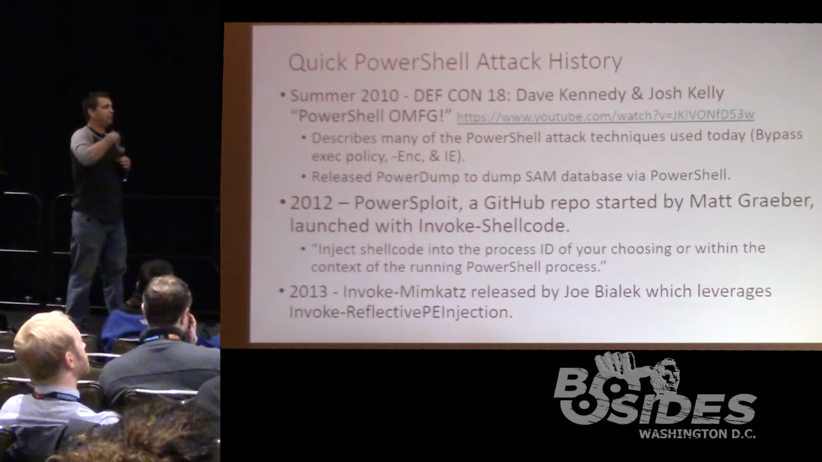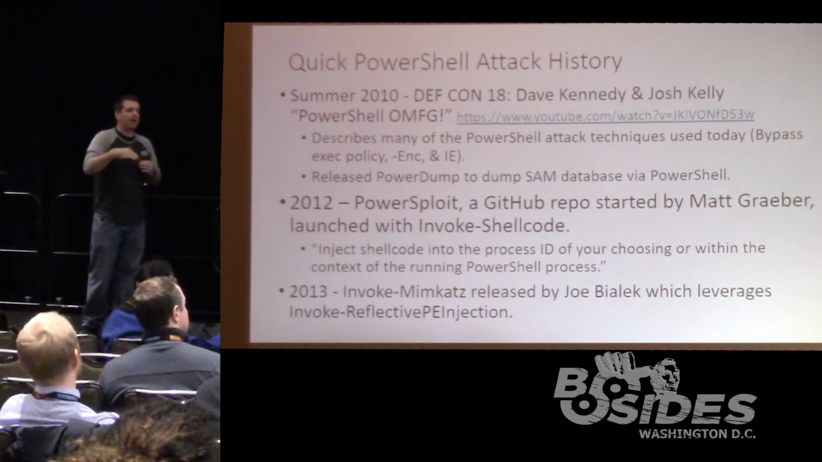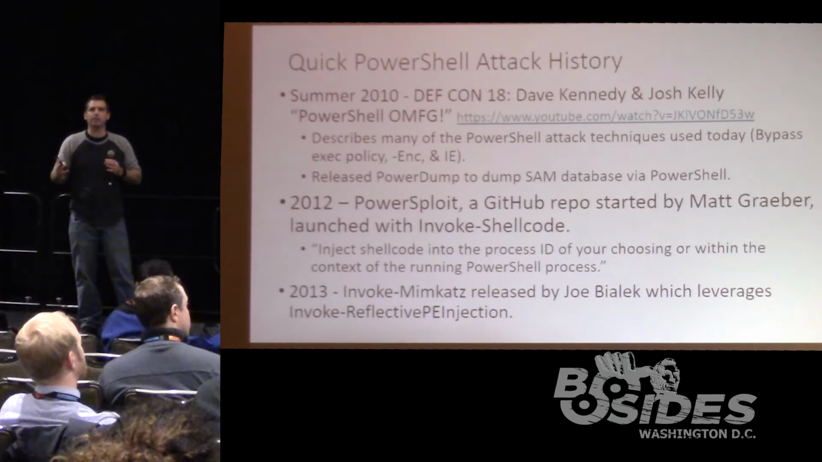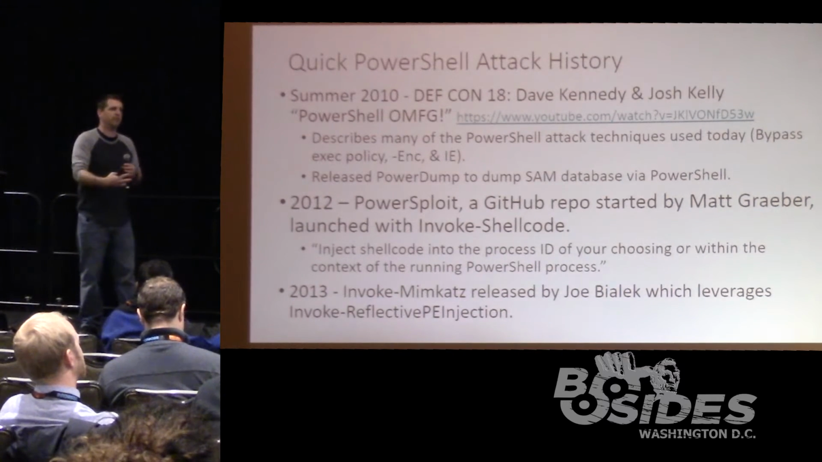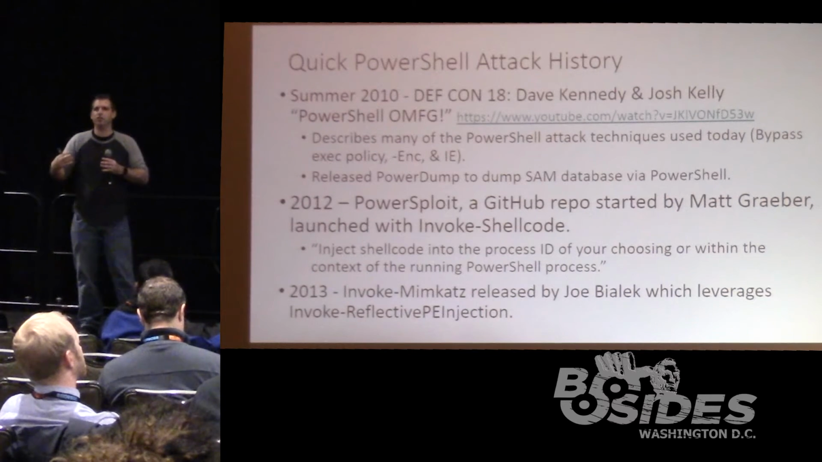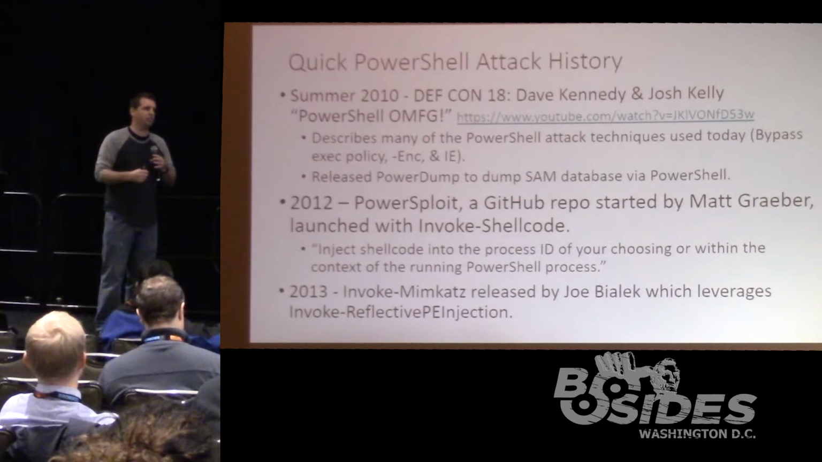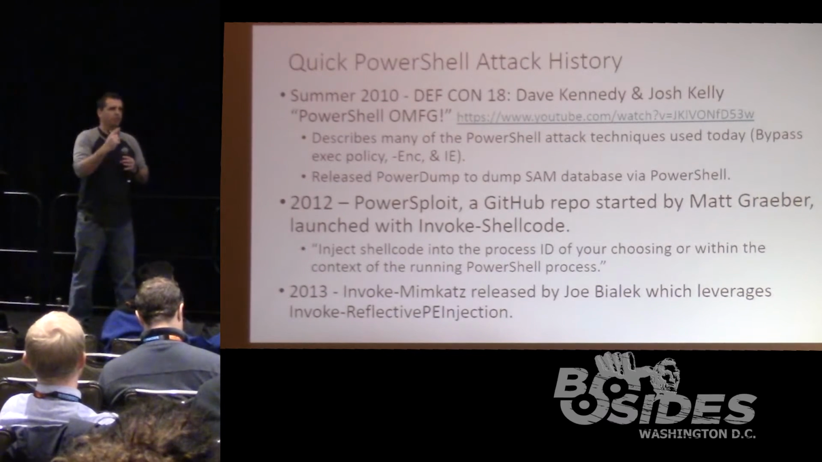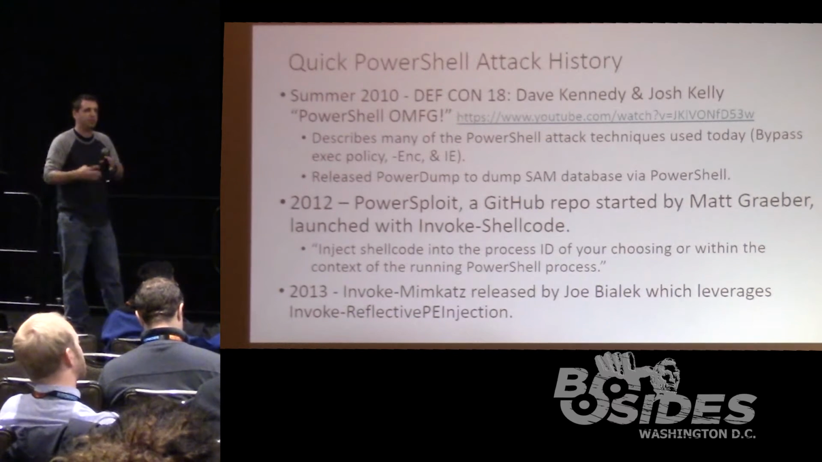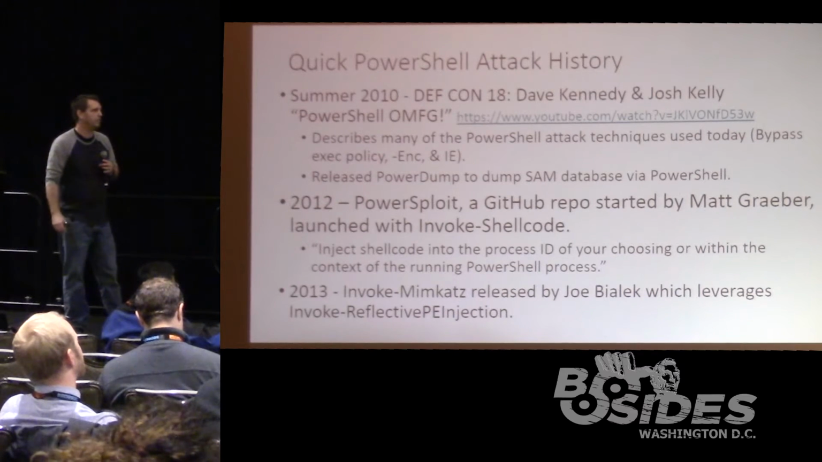And in 2012, just a couple of years later, Matt Graeber released PowerSploit, a GitHub repo with a number of PowerShell attack tools, which started with Invoke-Shellcode. He realized that you could take PowerShell code and inject it into the process of your choosing. And originally this was from an interpreter, but it could be used for just about any shellcode.